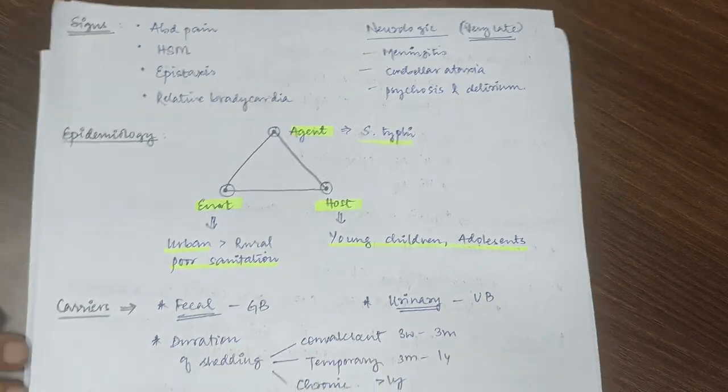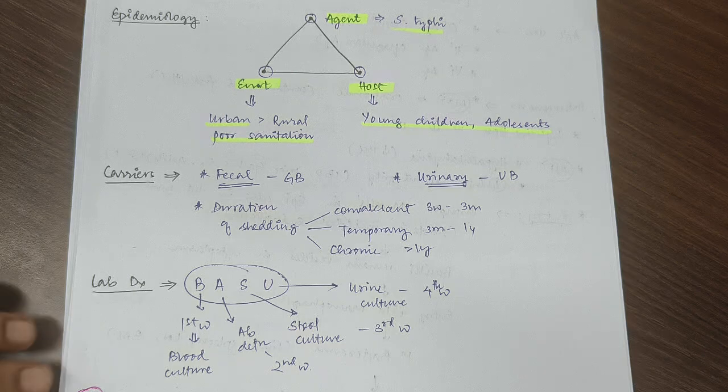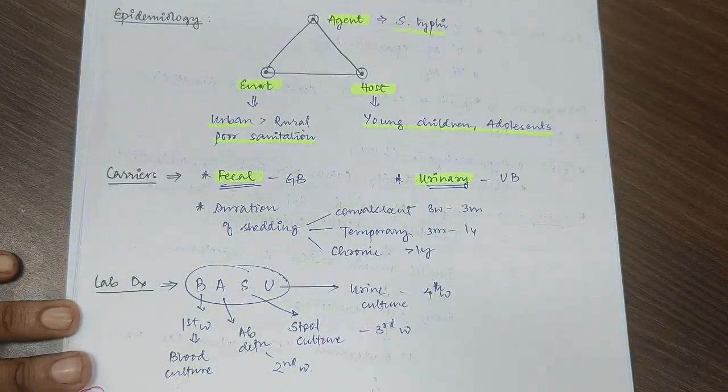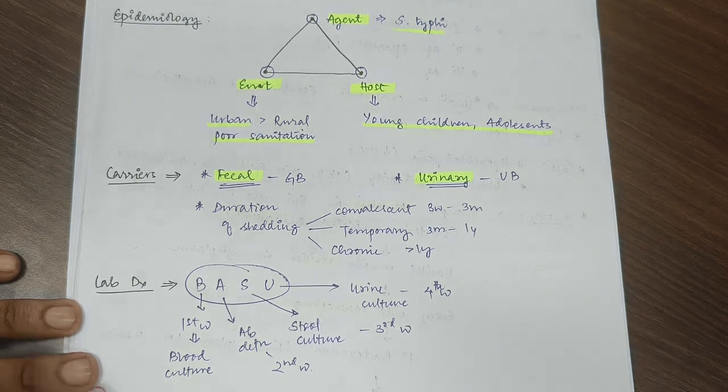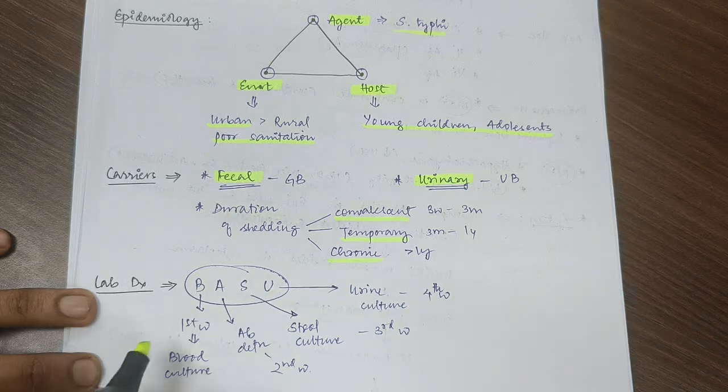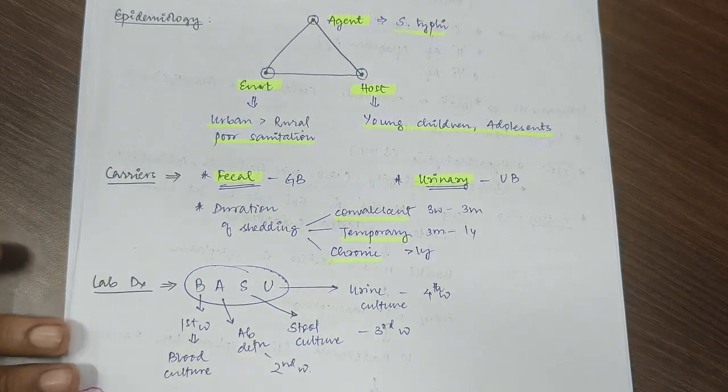Fecal carriers and urinary carriers are the most common carriers. Duration of shedding differs based on the carrier type, that is convalescent, temporary, and chronic. These are the types of carriers you are going to see.